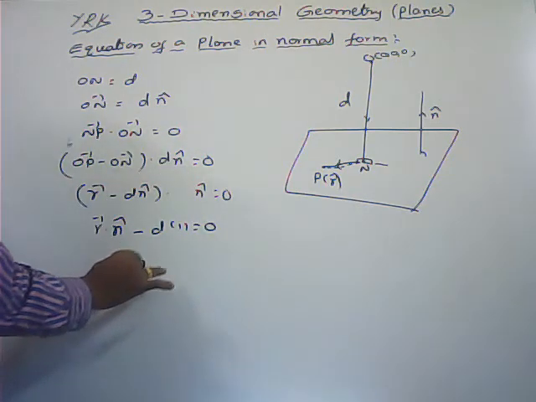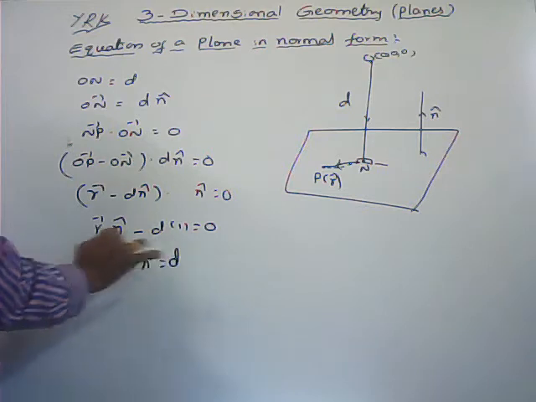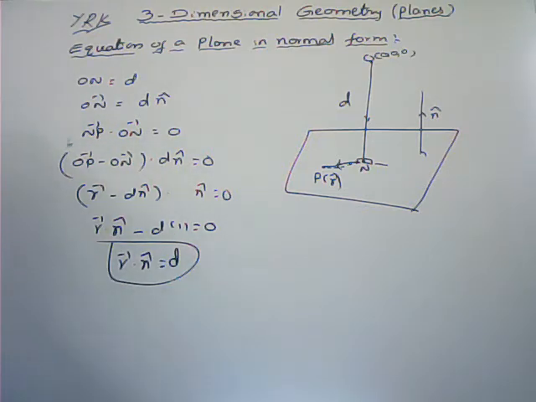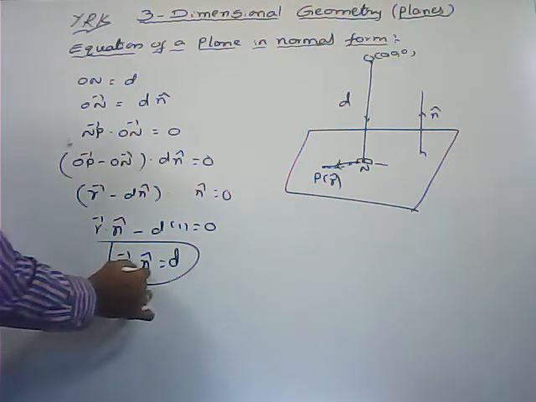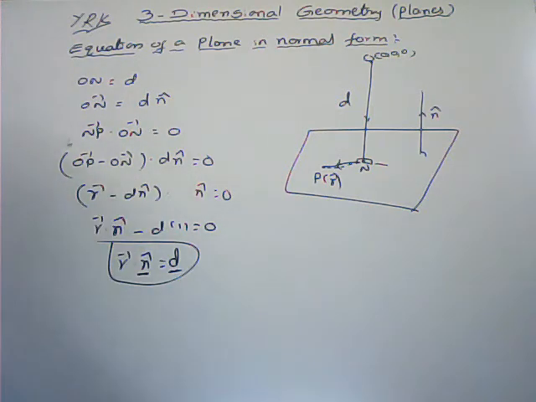R bar dot n cap is equal to D. This is the equation of the plane. R bar dot n cap is equal to D. Since n cap is the unit vector, D is the perpendicular distance from the origin to that plane. This is the vector form.